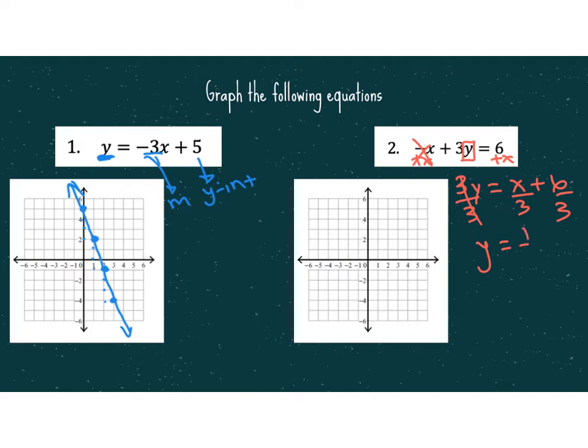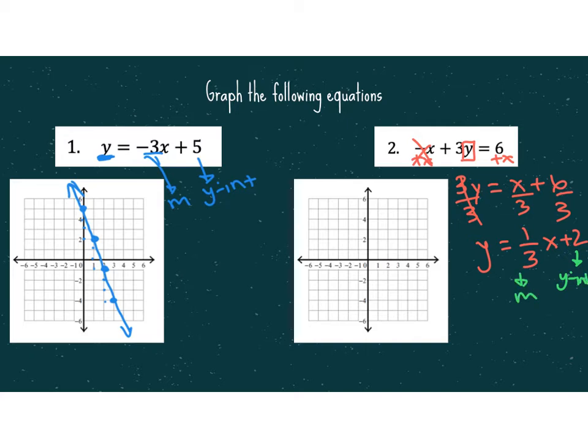That gives me 1/3 times x. And then 6/3 is 2. So I have y equals 1/3 x plus 2. I can go ahead and put this on the coordinate plane. This is going to be my y-intercept. I always put a dot above the line, sorry. And then this is going to be my slope.